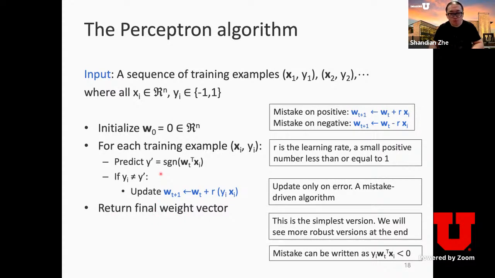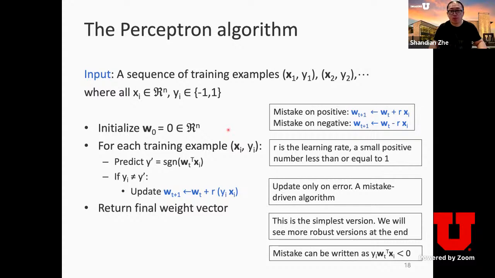As we can say, this is a typical lazy learning approach. Namely, we update only when we make mistakes. If our current model can correctly predict the training example, then nothing needs to be done. We just look at the next example. So this is also called a mistake-driven algorithm. The key component of this perceptron algorithm comes from this updating rule.